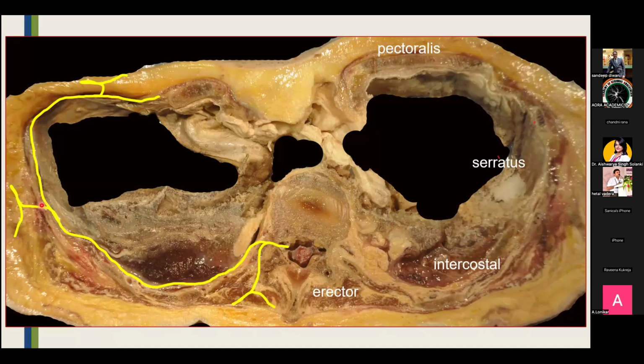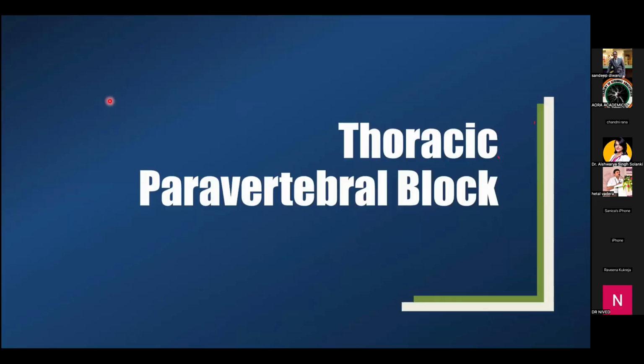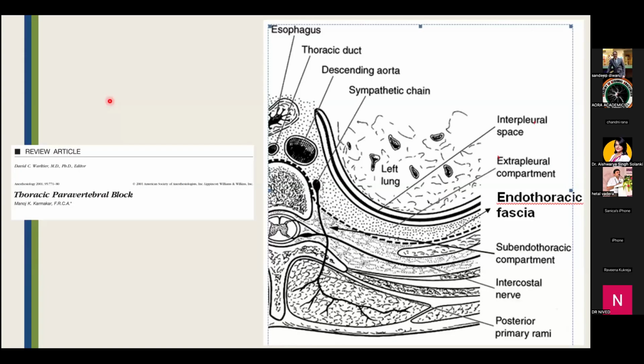Now, this is at the level of the serratus anterior plane, where you can inject either superficial or deep, and this will be in between the pecs and the SAP. So let us look into the thoracic paravertebral block, which was a block of my choice way back. Almost 15, 20 years back, we used to use only the thoracic paravertebral block.